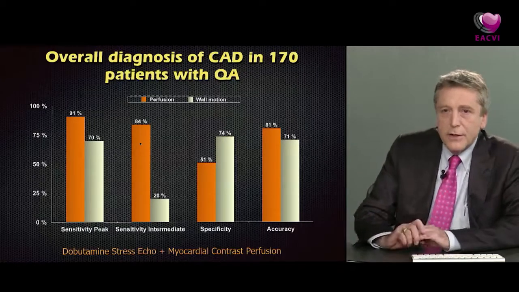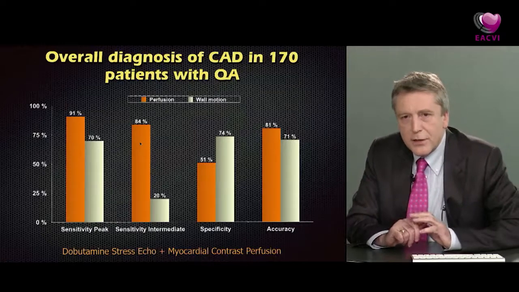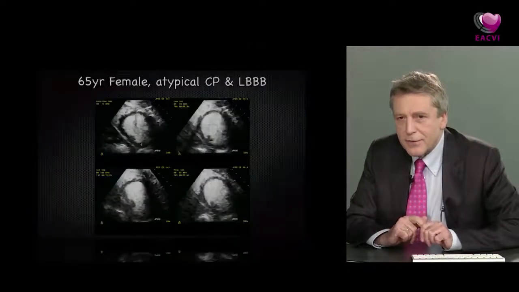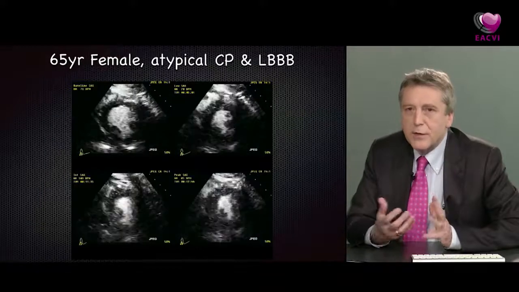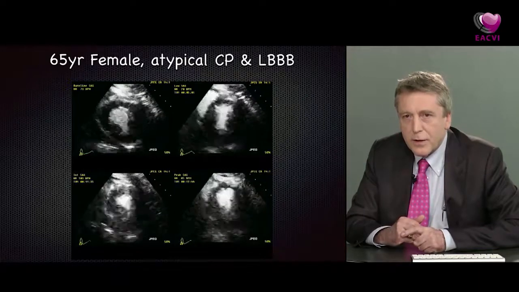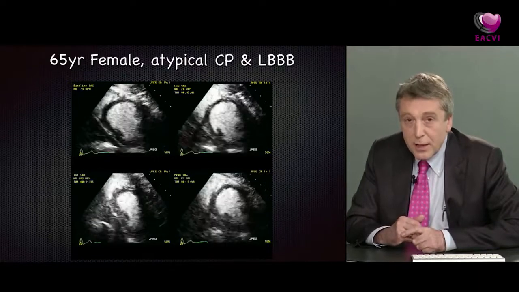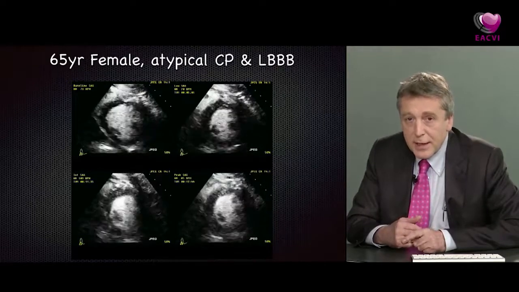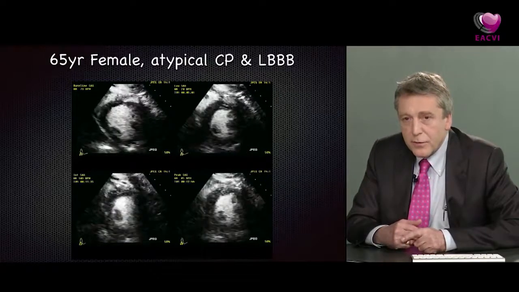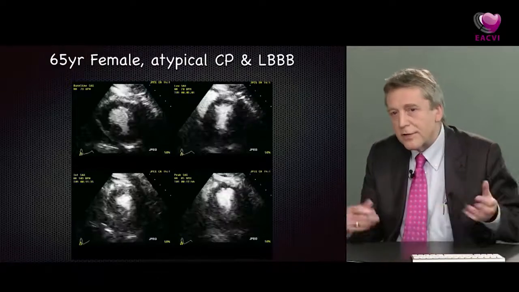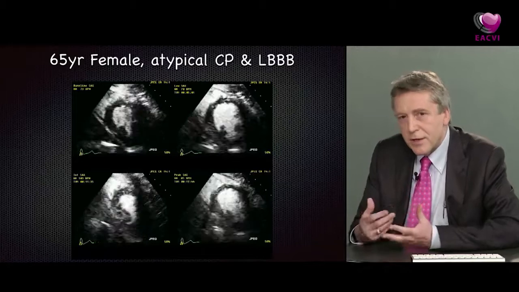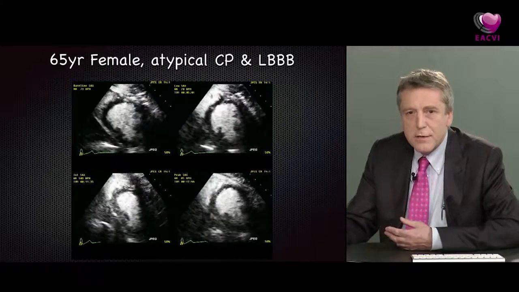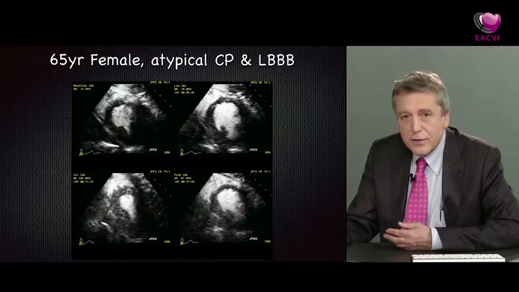Okay, so this is, I think, the last case I'm going to show you, and it really is probably the toughest of the lot. Here's a patient where stress ECG would probably be completely useless because the patient has left bundle branch block, but she has atypical chest pain, and so she was referred for stress echo. Even with stress echo, I find these patients quite challenging because the left bundle branch block can lead to wall motion abnormalities at rest and during stress.